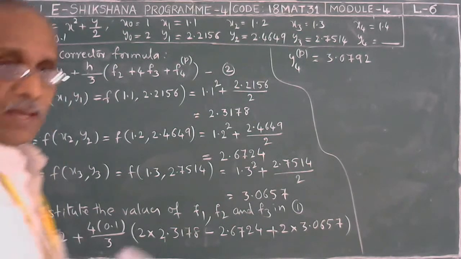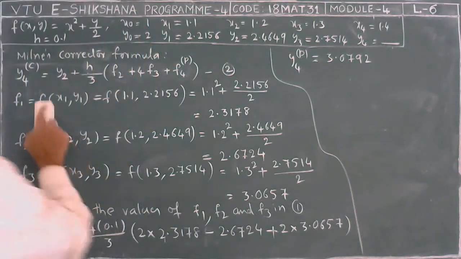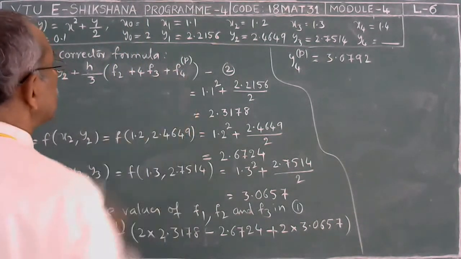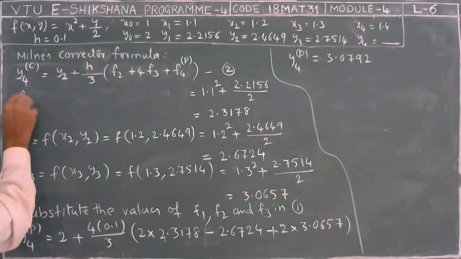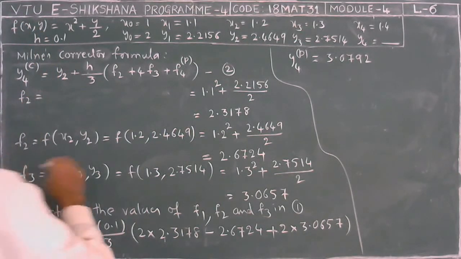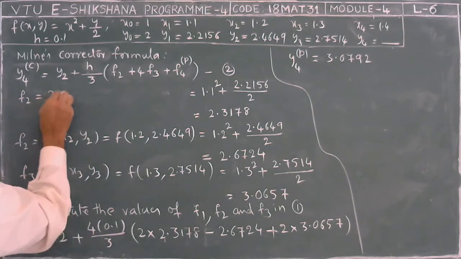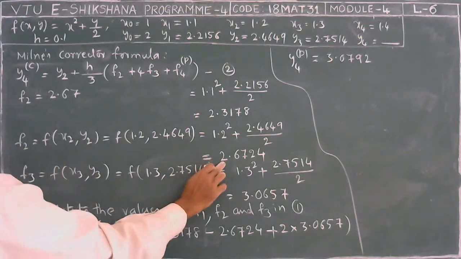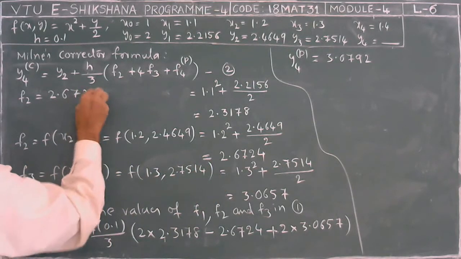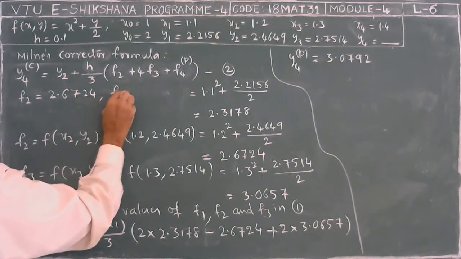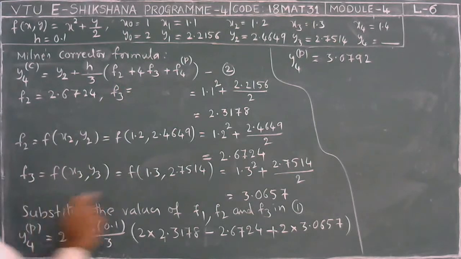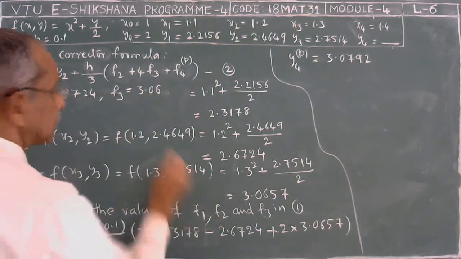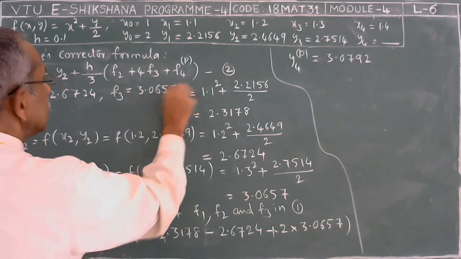f4p is f of x4 comma y4p. So I know what f2 and f3 are, only y4p I have to calculate. Let me just list them. f2 is 2.6724, then f3 is 3.0657, and h is 0.1.